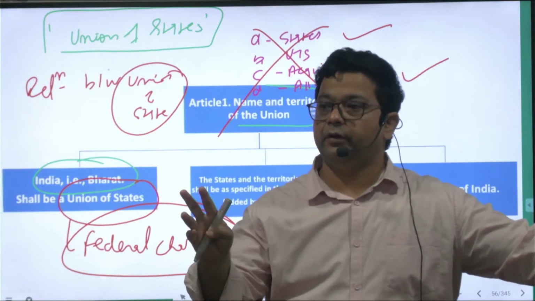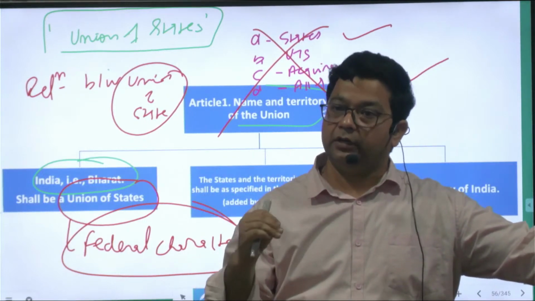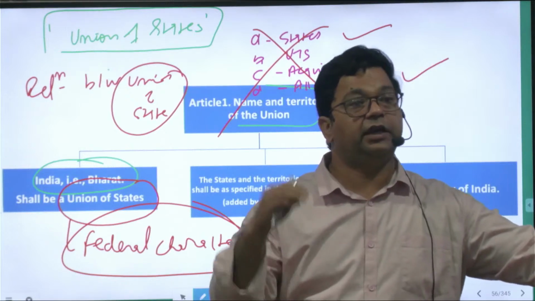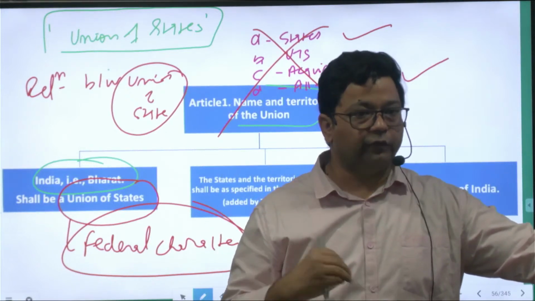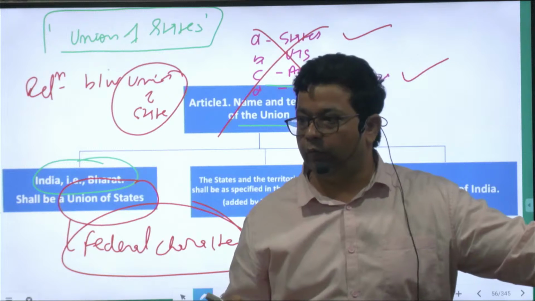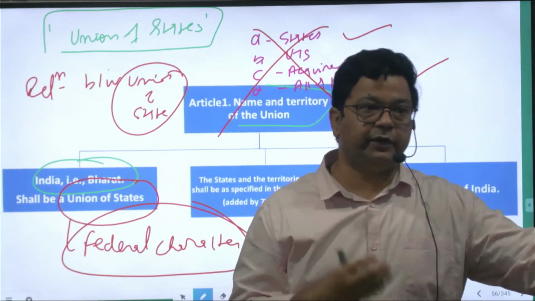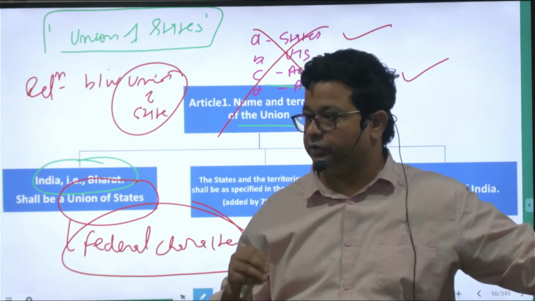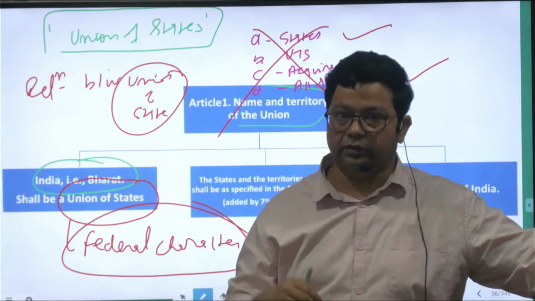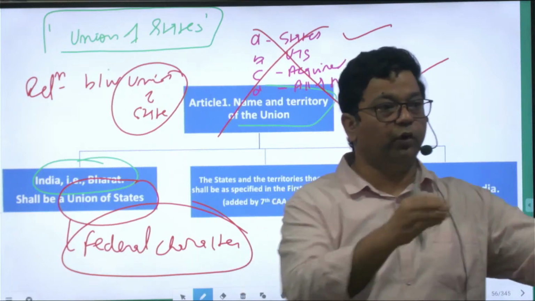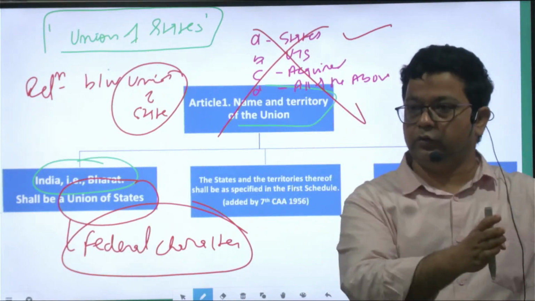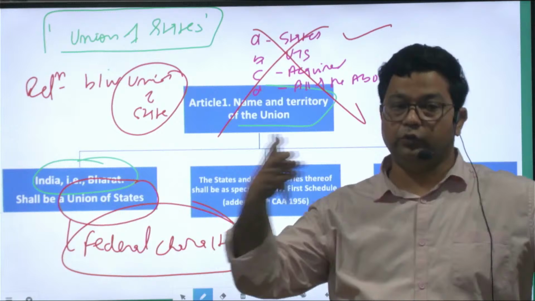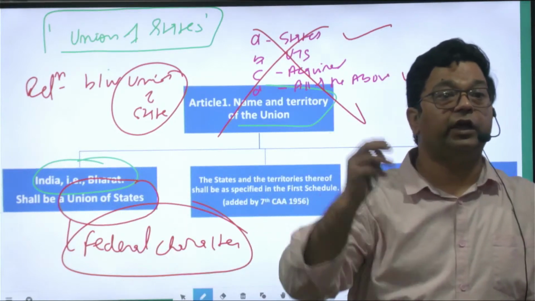Now let's compare Union of States in India and Union of States in America. So are we a true federal as in America? No. Are we unitary as in Britain? No. We have an amalgamation, a mixture, with characteristics of both the nations, UK and USA. We are following a Canadian model.